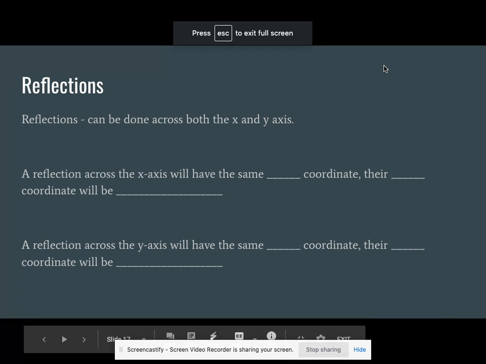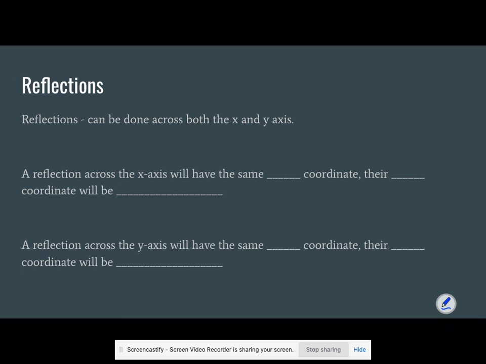All right, reflections. So these can be done across both the x and the y axis. If you think about reflection, you think about looking into a mirror. So it's just something that's bouncing backwards on the other side. Same kind of idea here.